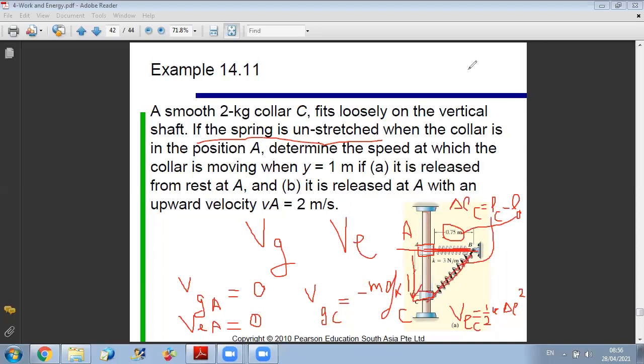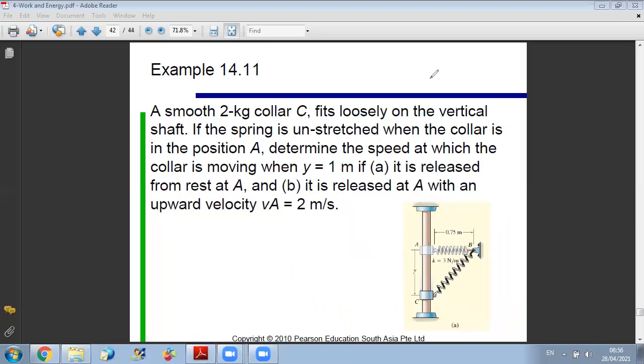Now to get LC at this position, we need to get this length. So we can use the Pythagorean theorem because you have here a right triangle. This distance is 1. This distance is 0.75. So you can calculate the length LC as radical of 1 square plus 0.75 square. And then you can calculate delta L by saying that delta L is LC minus L0. So if you subtract 0.75, you will get the value of delta L at point C. And then you can calculate the potential elastic energy at C.